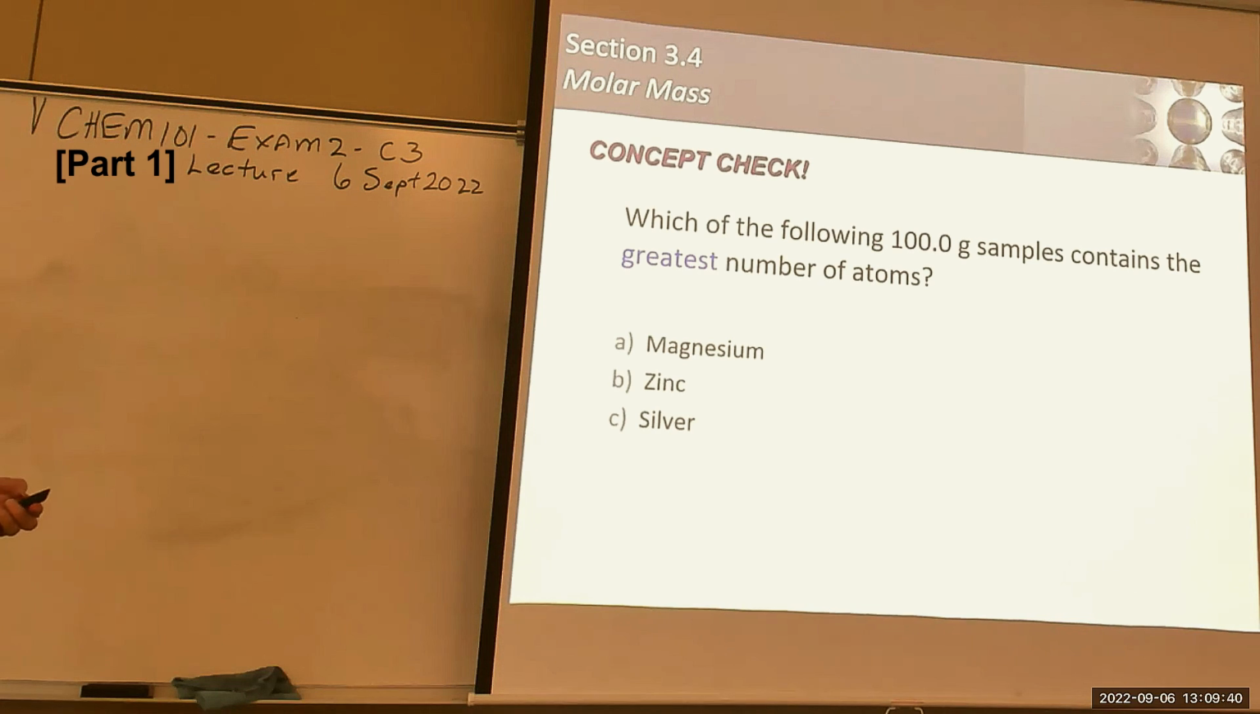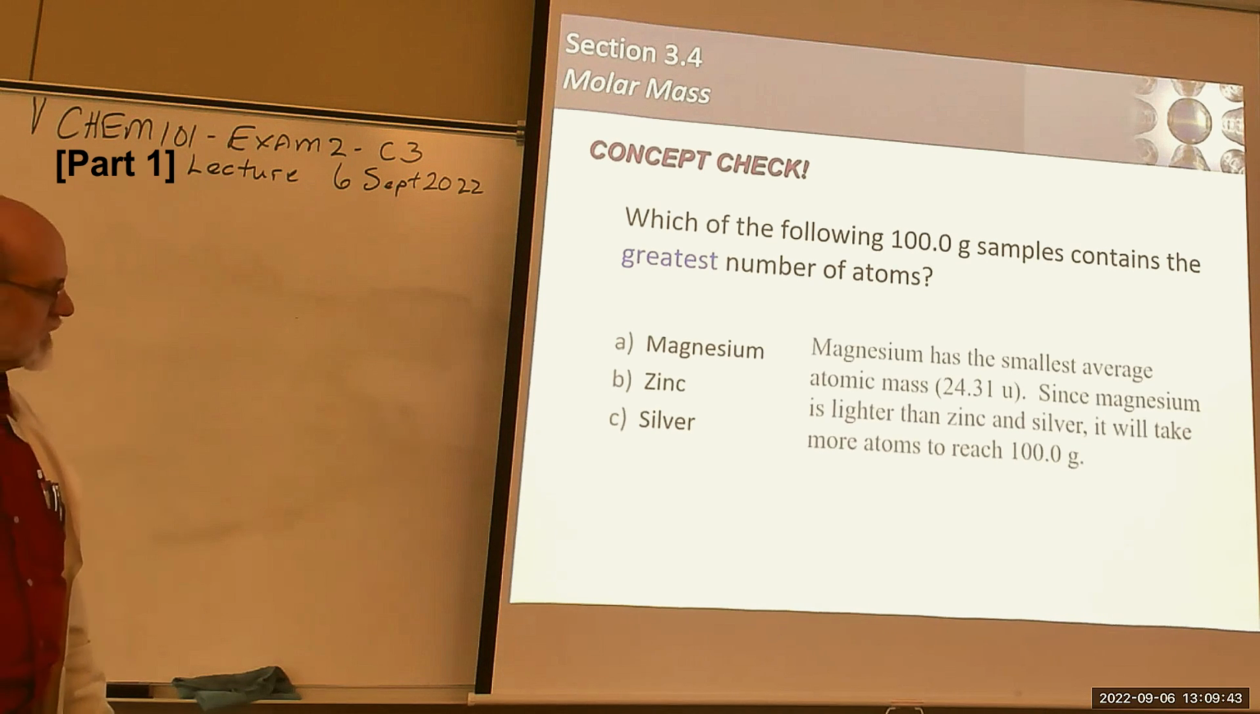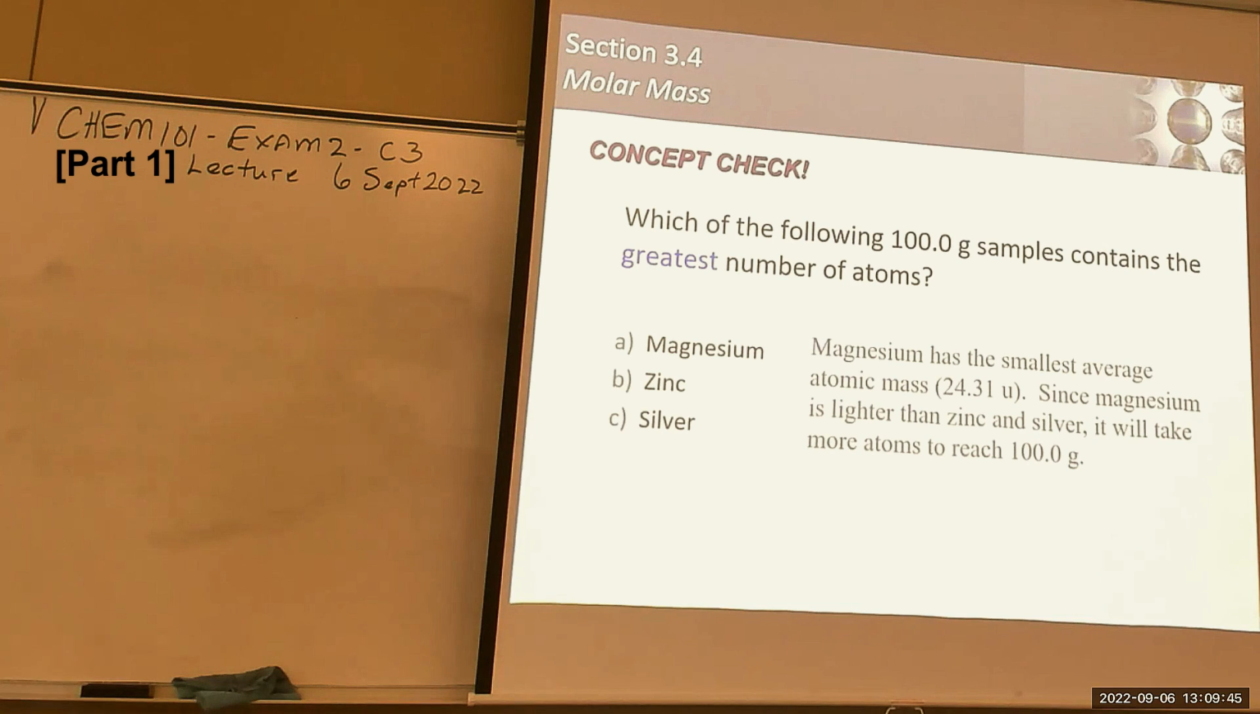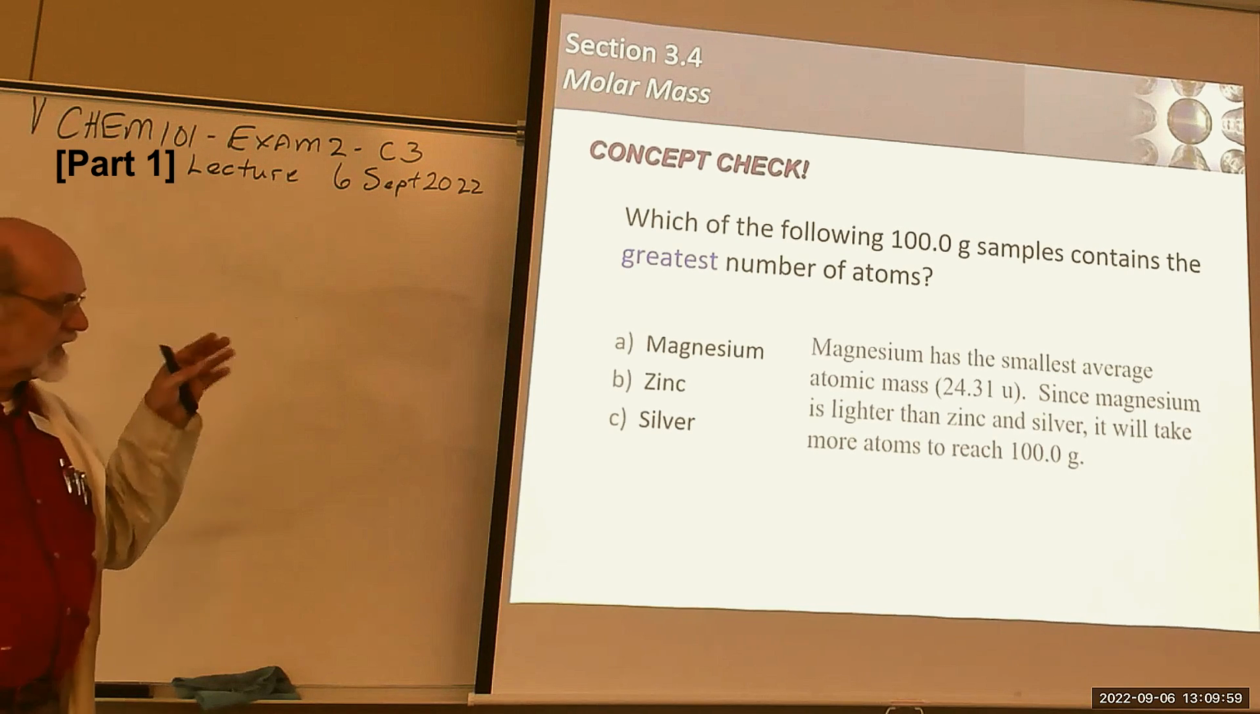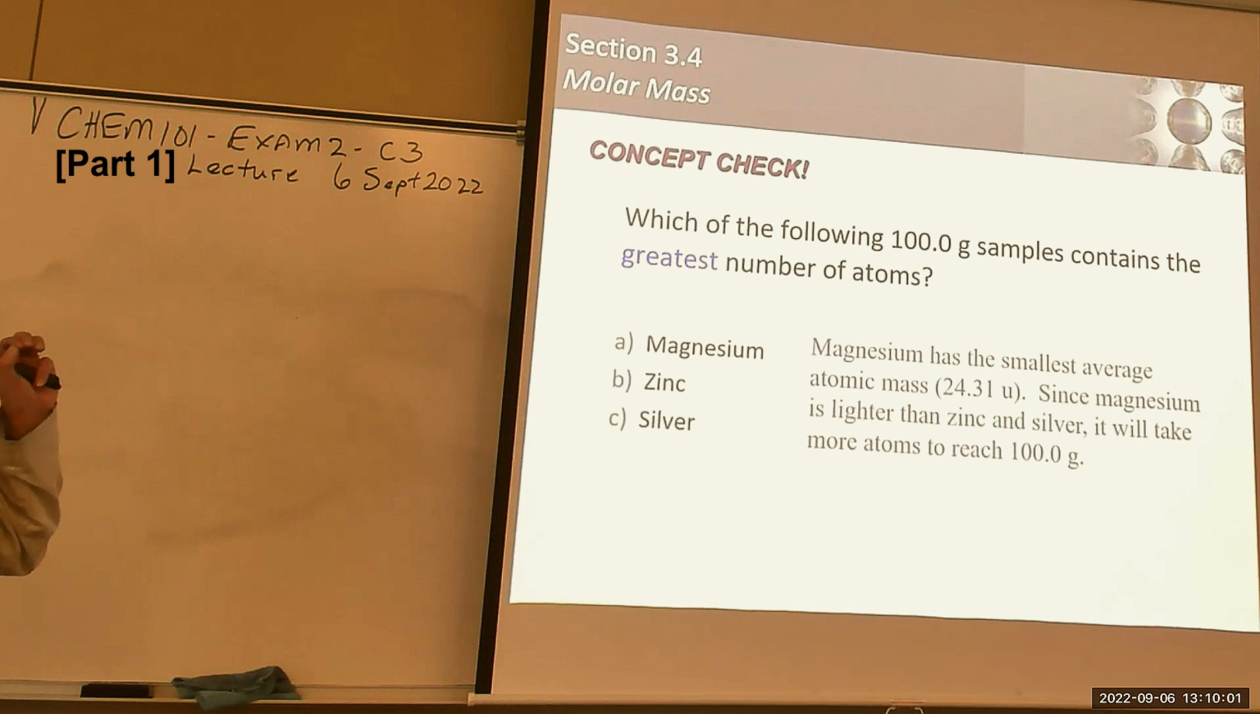So now all we have to do is look at, let's see, is that part of my slide? Well, magnesium is 24.3, zinc is 65.38, and silver is 107.86. So the lightest atom in there is the one that would be the most numerous to give you the same mass as the others. Right? Because if each one weighs less, it takes more of them to make 100 grams.